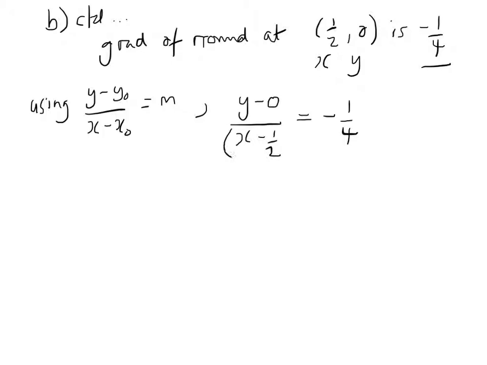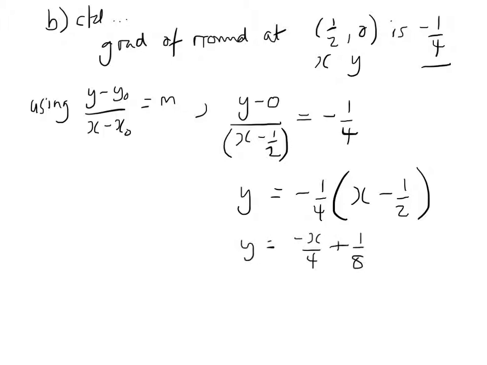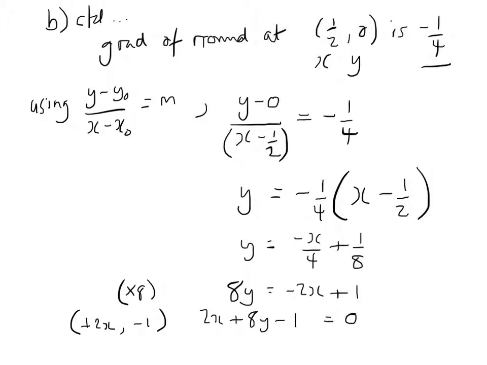If I now multiply both sides of my equation by x minus a half, I can start to untangle this and try to get it to look like we want it to from the question. Multiply out the brackets, and then multiply through by 8. Then add 2x to both sides and subtract 1, and we've got the normal in the format that they wanted in the question. So now we have to move on to part C.